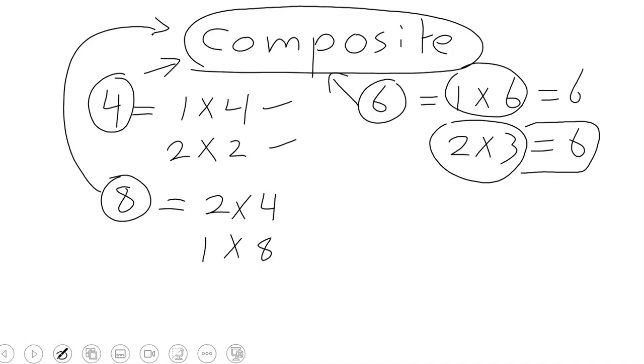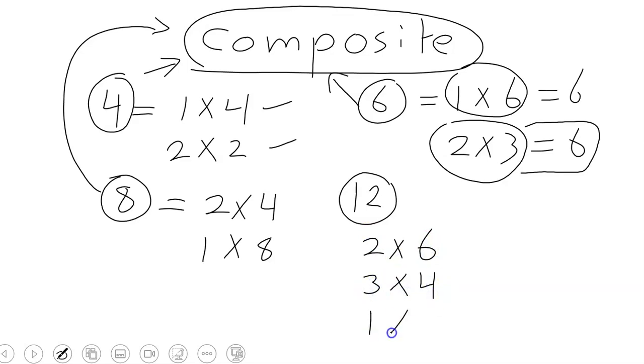Let us try 15 or 12. 12 has many factors. I can say 2 times 6. I can say 3 times 4. I can say 1 times 12. So this number is a composite number.